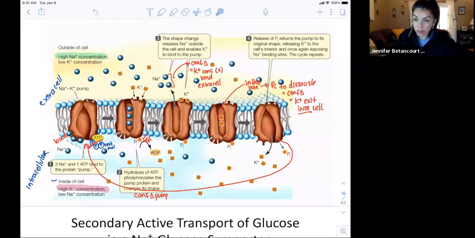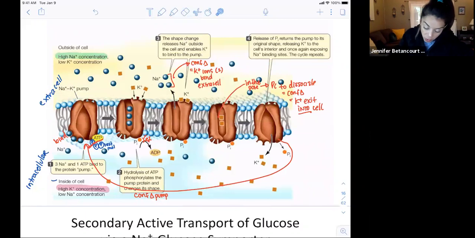So just to clarify, these are not five different pumps in a row on a cell. It's showing you snapshots through time. Okay. But it is important to recognize that we don't just have one sodium potassium pump on our membrane. We have hundreds, if not thousands, because this is happening all the time.